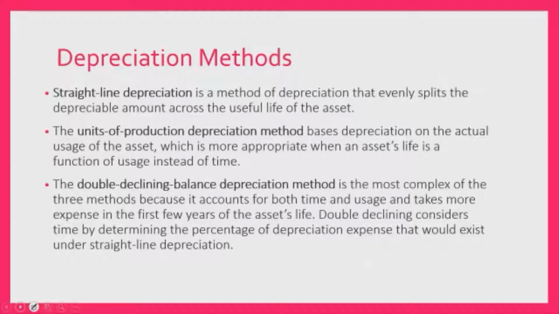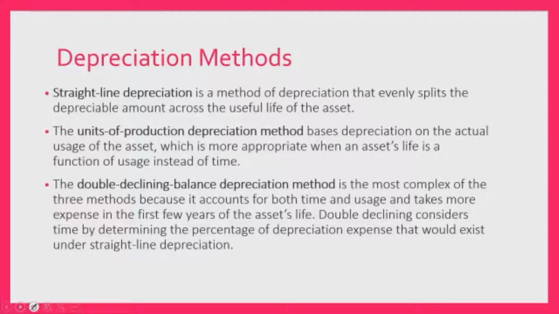Now, there are three methods of depreciating. You have the straight line method. This method is depreciation that evenly splits the depreciable amount across the useful life of the asset. And we're going to go through them in examples. The unit of production depreciation method bases depreciation on the actual usage of the asset, which is more appropriate when an asset's life is a function of usage instead of time.